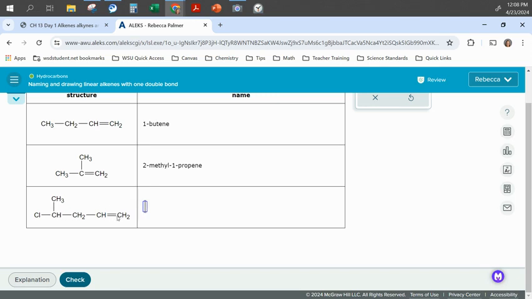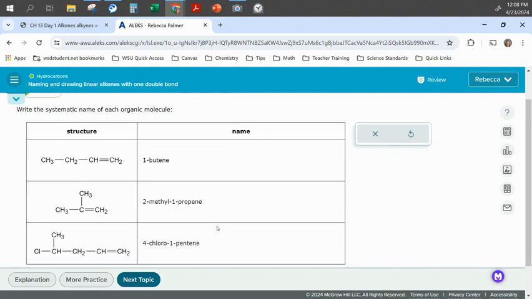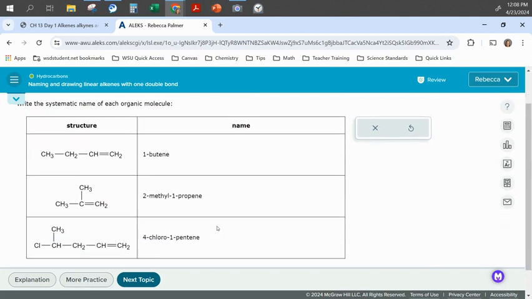Okay. So let's see. What we have is fluoro at the 1, 2, 3, 4 position. So this would be 4-fluoro, spell that right, dash, and then we'd have to count this carbon as part of the chain. 1, 2, 3, 4, 5. So that's 4-fluoro-1-pentene. Okay. Question, let's check. All right, you're getting the hang of that? Okay, let's do another drawing one.